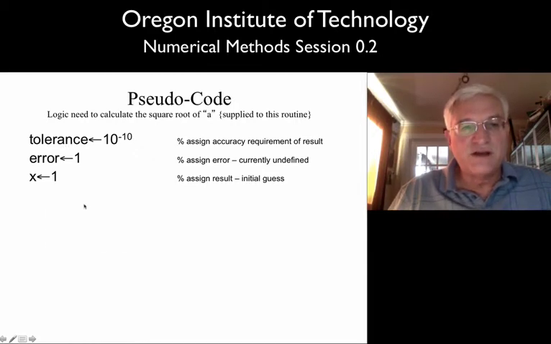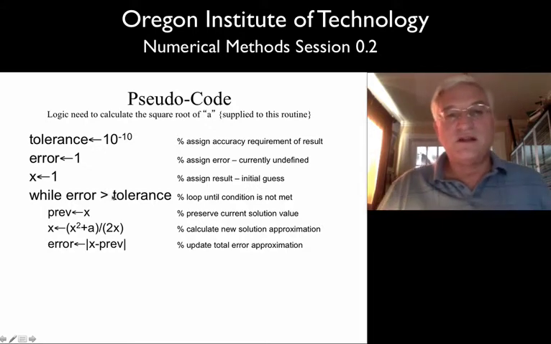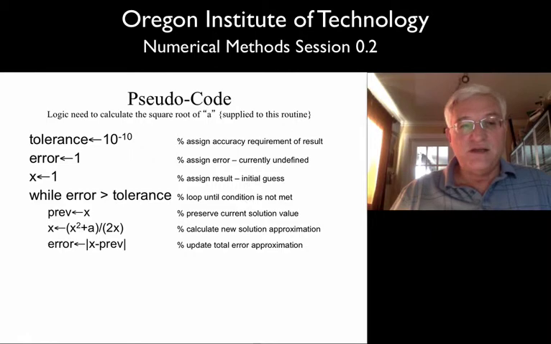Now I want to set up a kind of a loop. There is a while loop that will cause code contained in the while loop to repeat until this particular logical condition is no longer true. As we come in and check to see if error is bigger than tolerance, initially, of course it is. 1 is a lot bigger than 10 to the minus 10th. I take this x, which by the way currently has the value 1, and I am going to assign it to yet a new variable called prev, or previous.